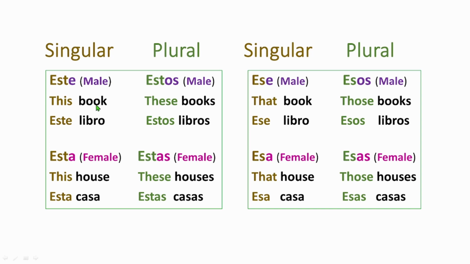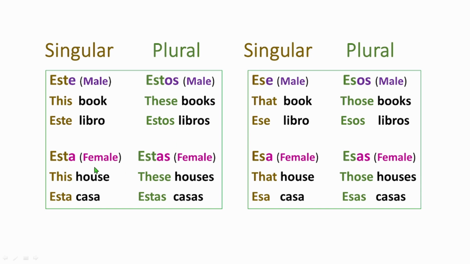Here we've got book. Book is male in Spanish, so we have to say this book, right? So this book, we say este libro. And if you say these books, more than one, then it's estos. That's estos libros. Este libro, estos libros.